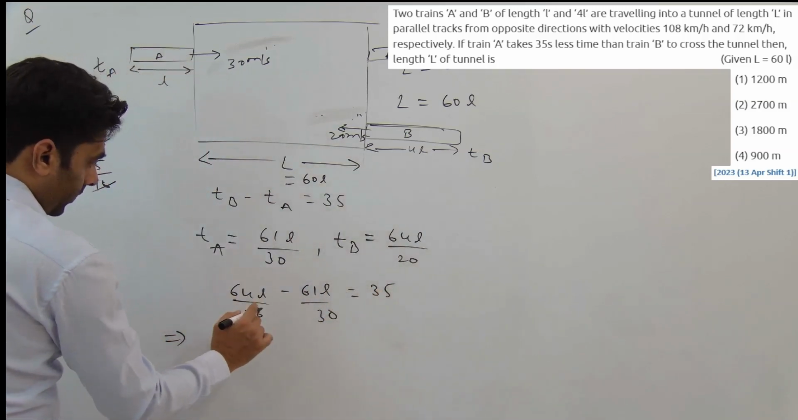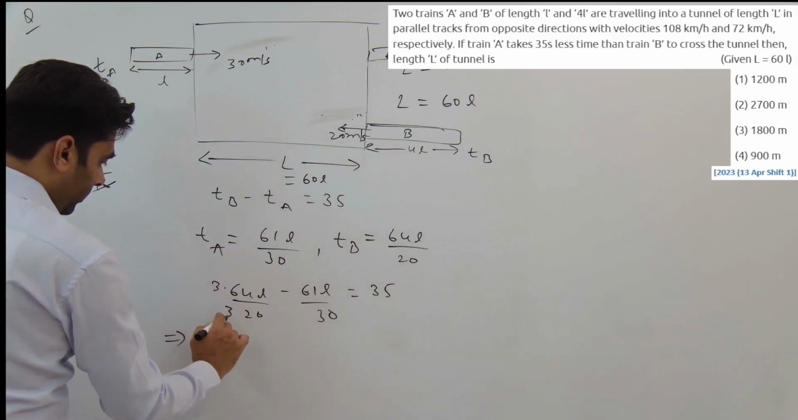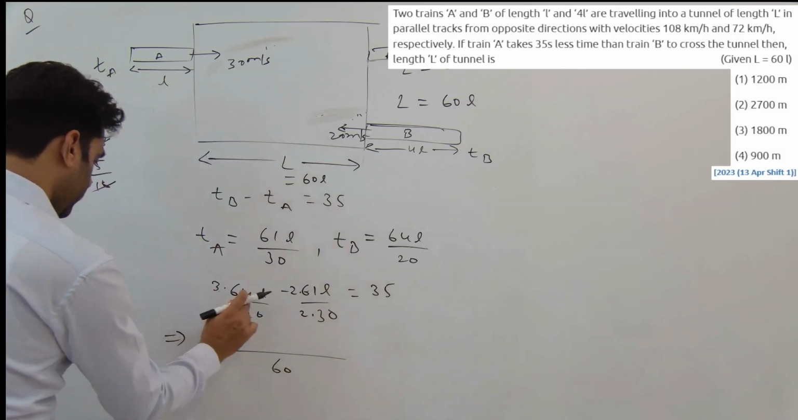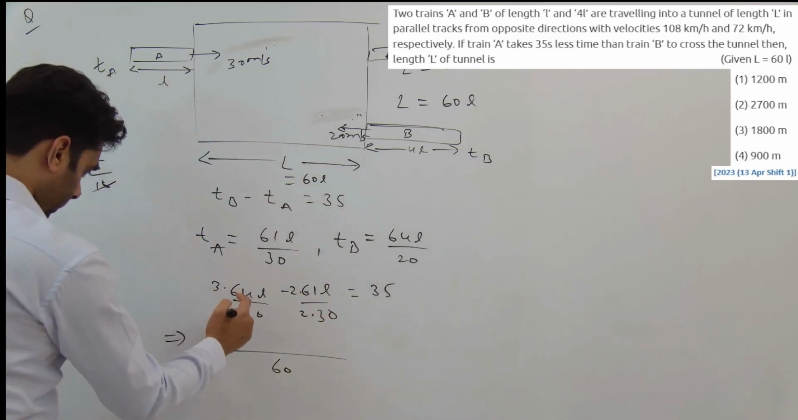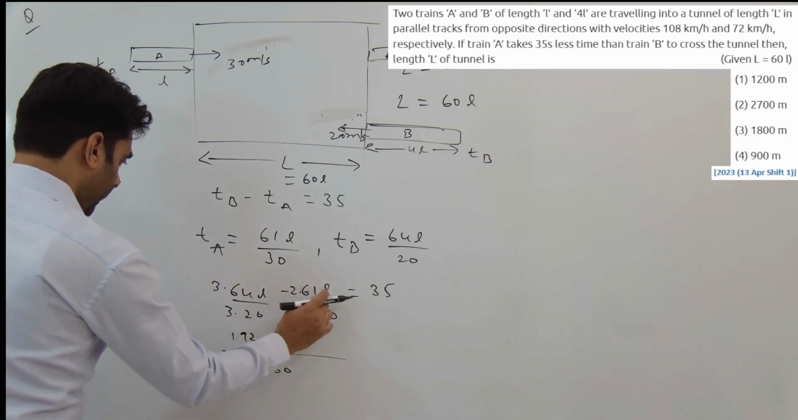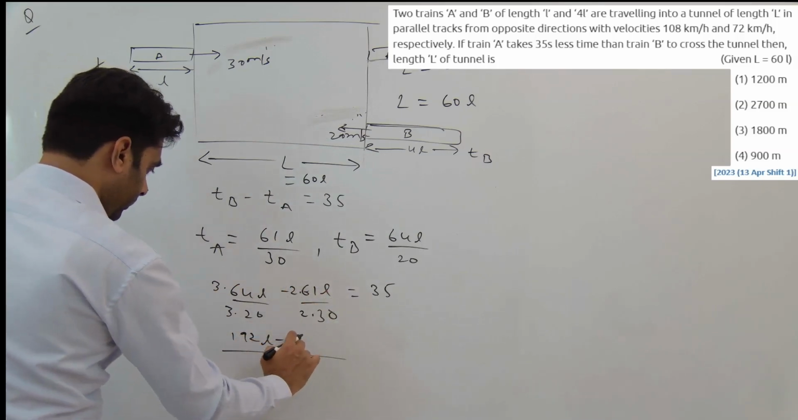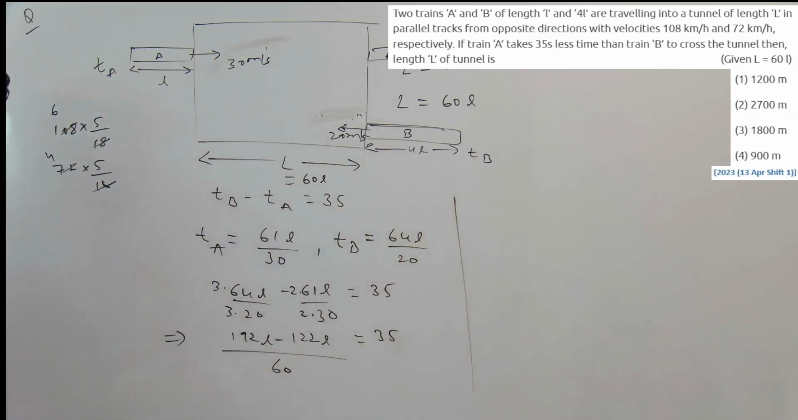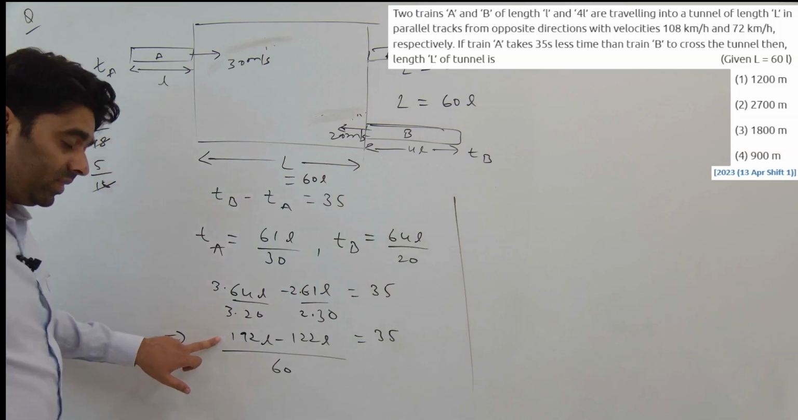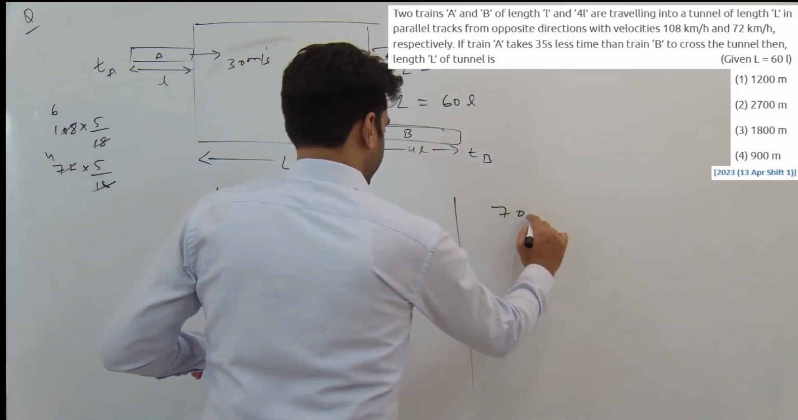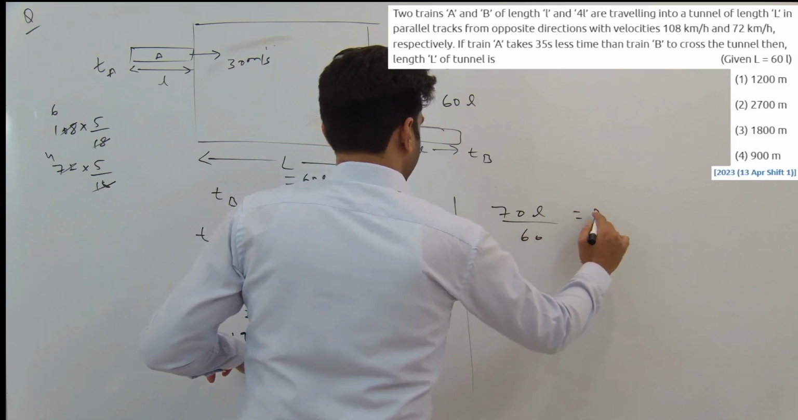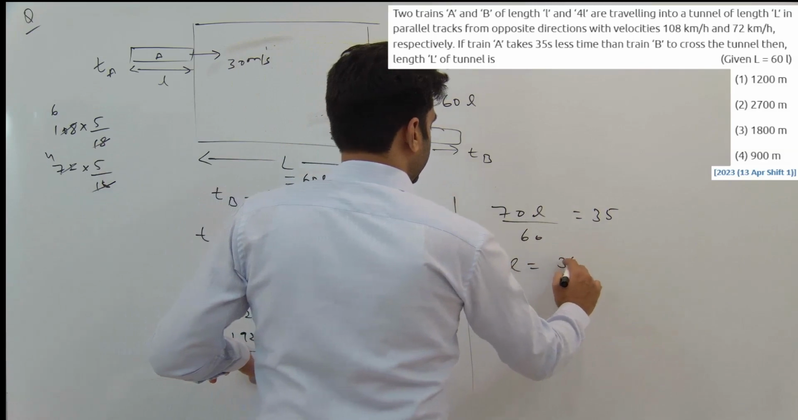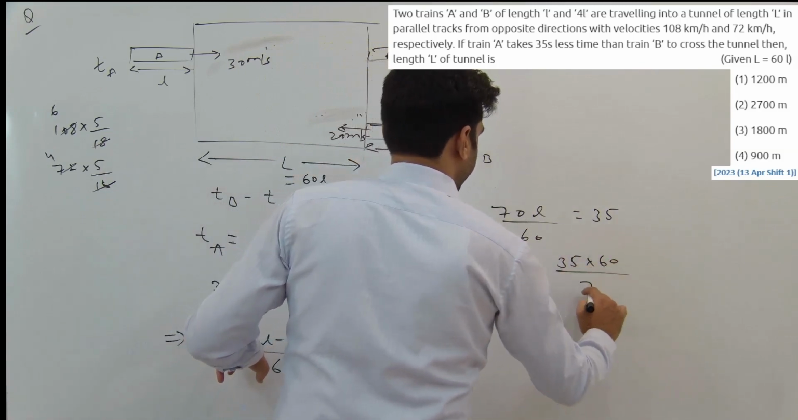Let's simplify this. We can make it 3 times, and this will be 2 times. So we get 64 into 3, that is 192l, minus 61 into 2, that is 122l, is equal to 35. Fine. 192 minus 122, that will be 70l by 60 is equal to 35. That means l is equal to 35 into 60 by 70.